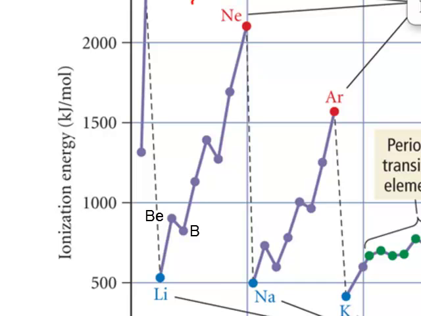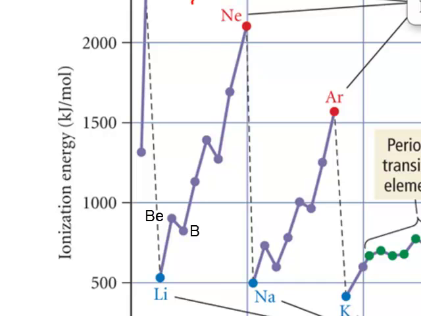Why is that? Well, beryllium's got a fully filled s shell. So that helps stabilize it. It's happy. It doesn't want to give up an electron. So it's slightly more difficult to remove that electron than it is from boron, which has got the 2s2, 2p1 configuration. So boron's willing to give up that p1.